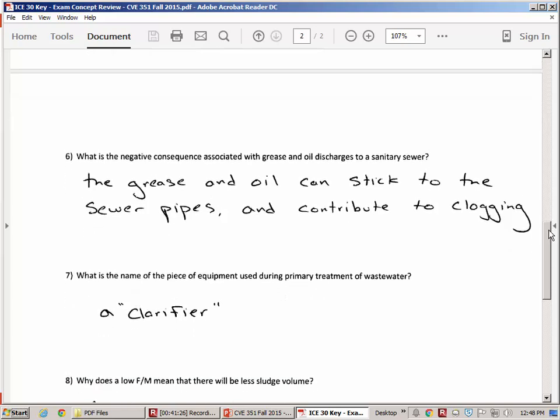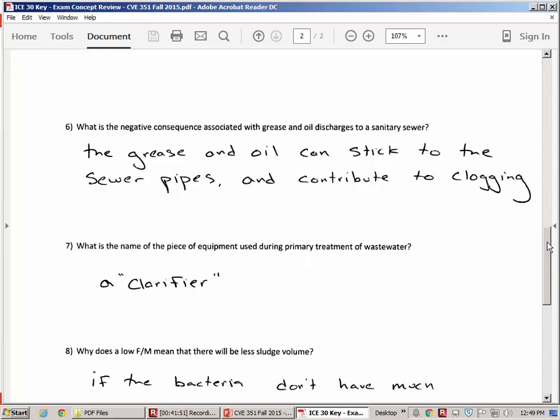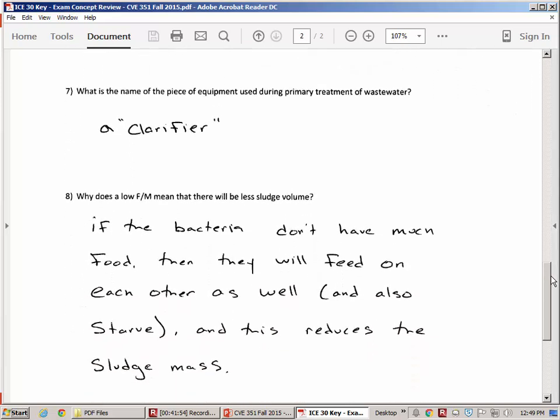Okay, now this is a little complicated one, the F to M ratio. Okay, so yeah, low ratio means you've got lots of bacteria, not enough food. So why does that mean you're going to have less sludge volume? They use up all the food, right. And beyond that, they start to eat each other too. Bacteria cannibals. So there's not as much body mass because the bacteria are on a diet and they are consuming each other as well. So then that means there's not as many solids that have to be disposed of.